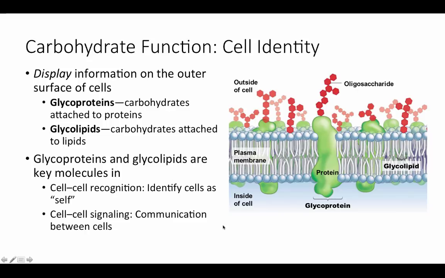And these glycoproteins and glycolipids are key molecules in cell-cell recognition, so identifying cells as self or non-self. And also they're important in signaling between cells, so communication between nearby cells is done by these short carbohydrate chains attached to the cell membranes.